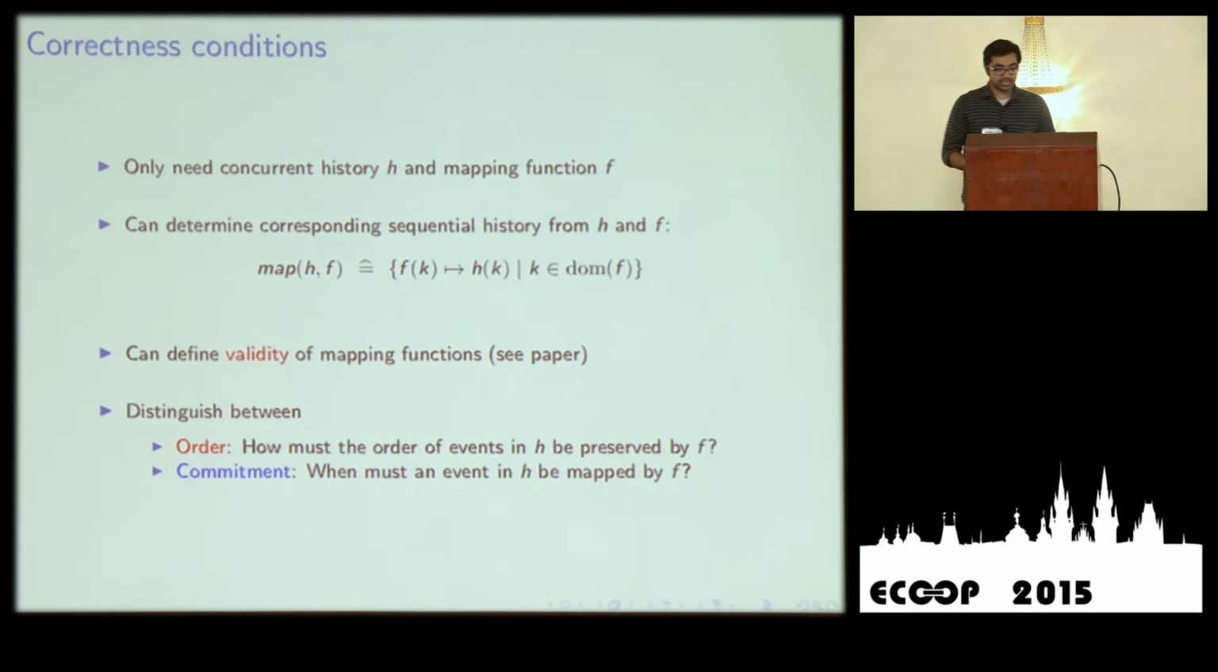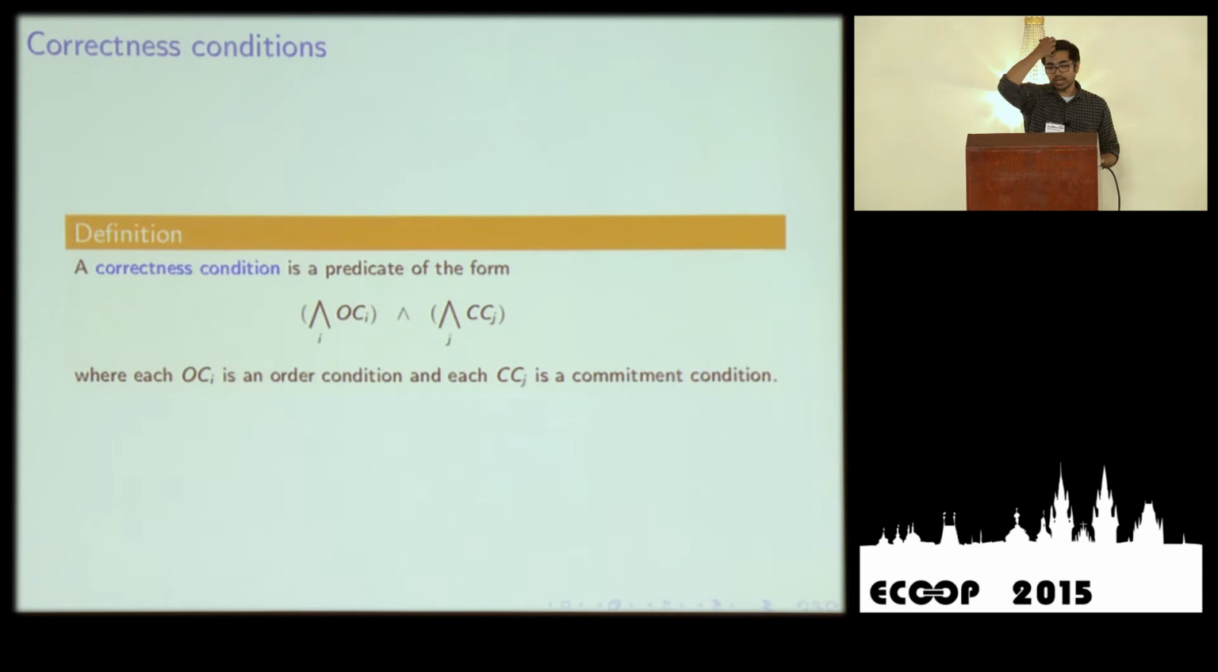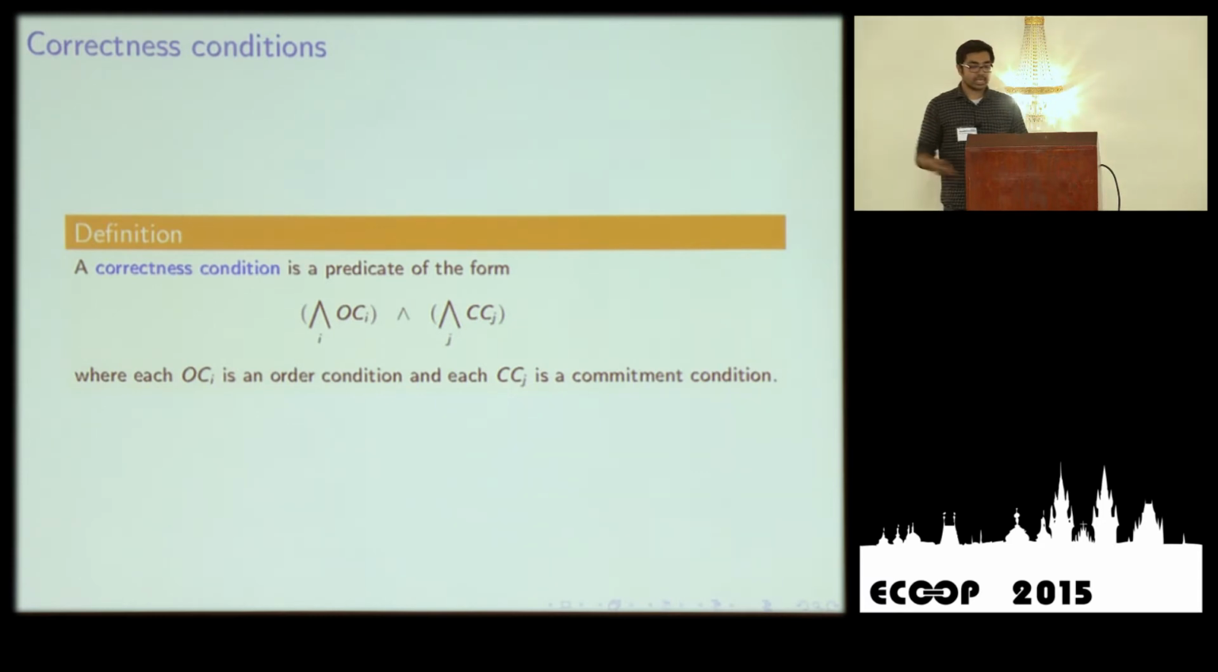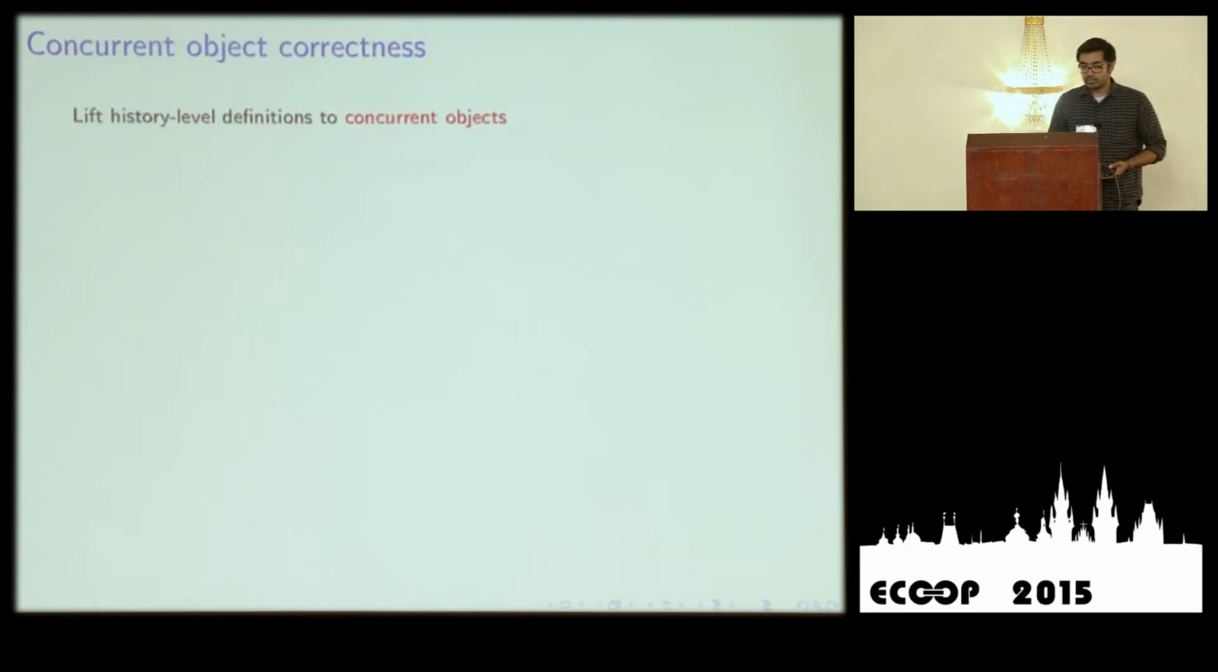So order says how the order of events in the concurrent history must be preserved by F, and commitment says when an event in the concurrent history must be mapped by F. I'll go through examples of all this to make it clearer. A correctness condition is going to be a predicate that is a conjunction of a number of order conditions and a number of commitment conditions.